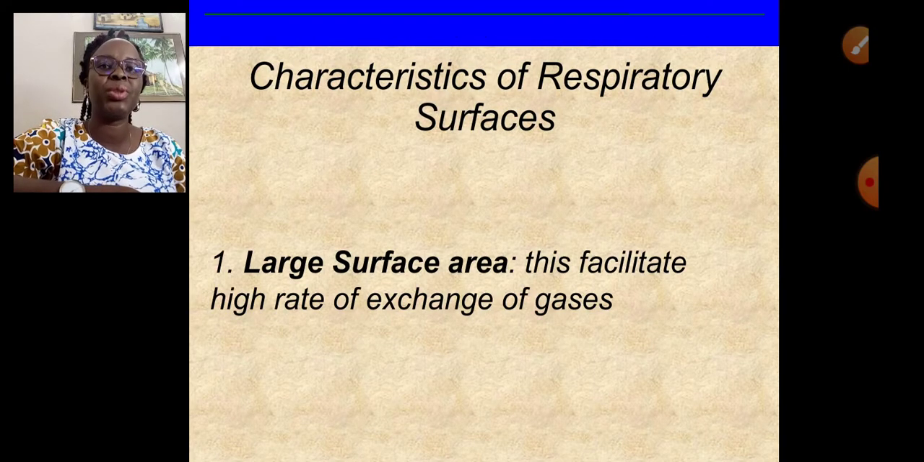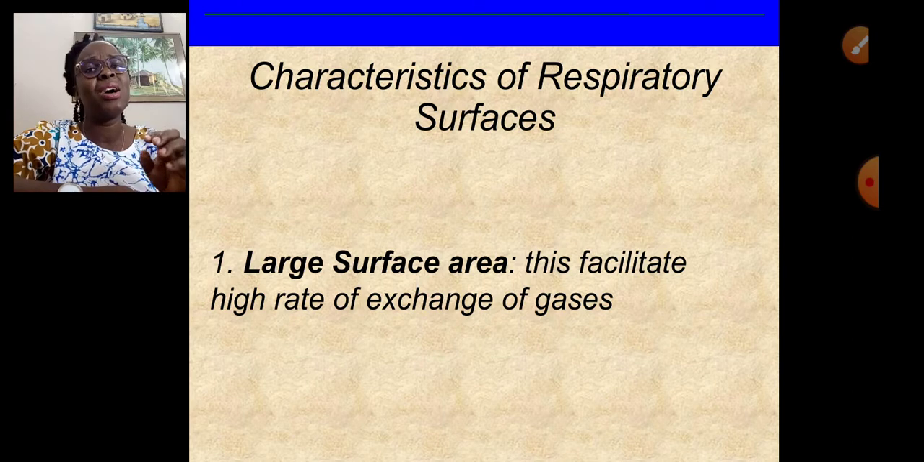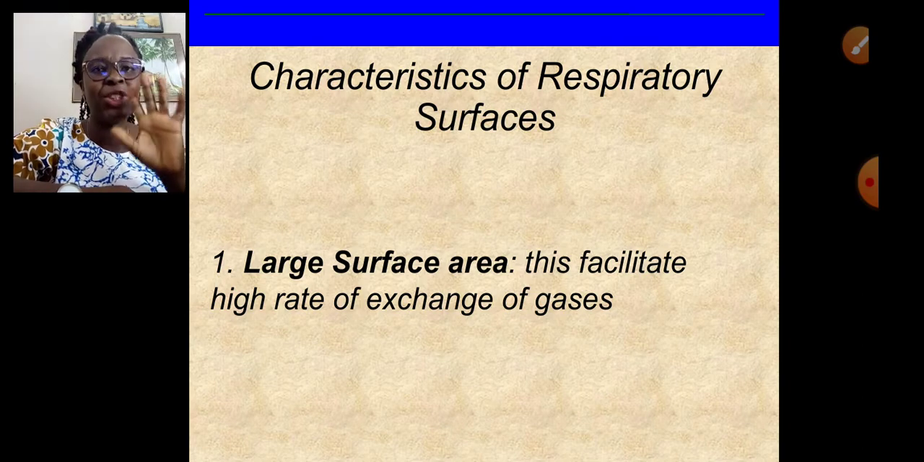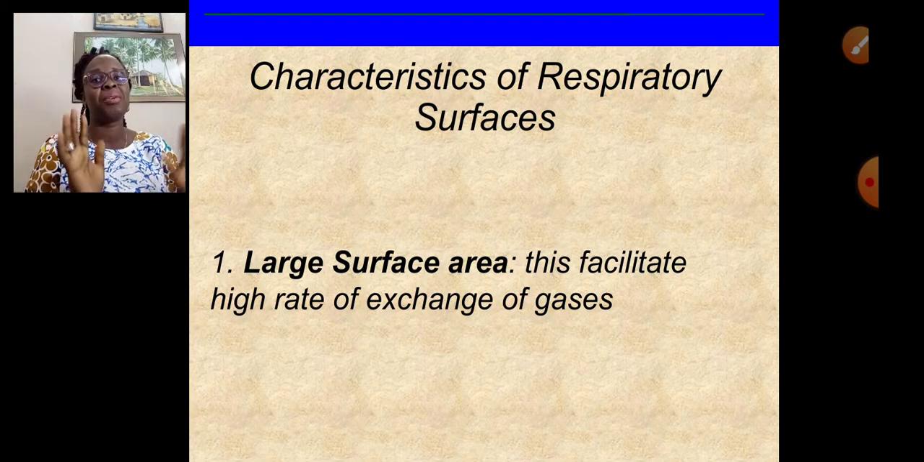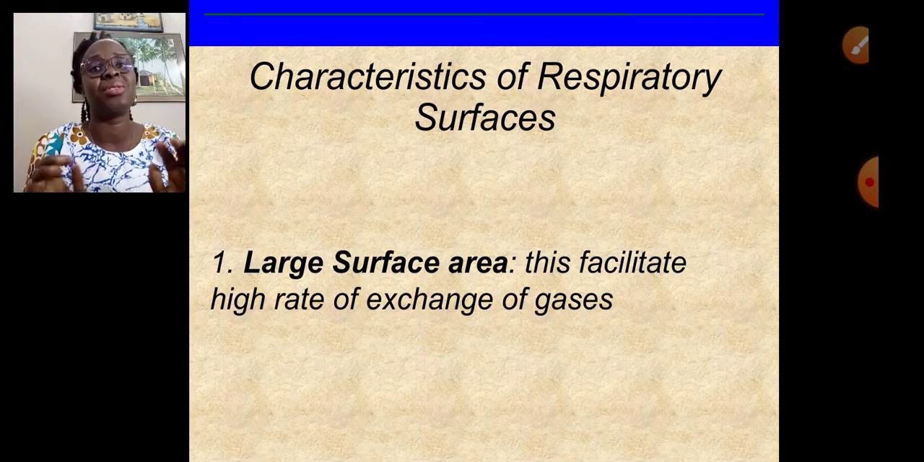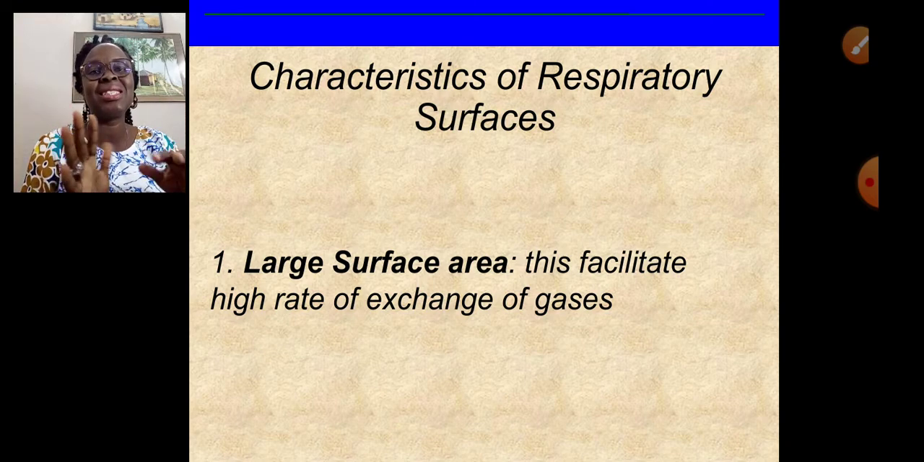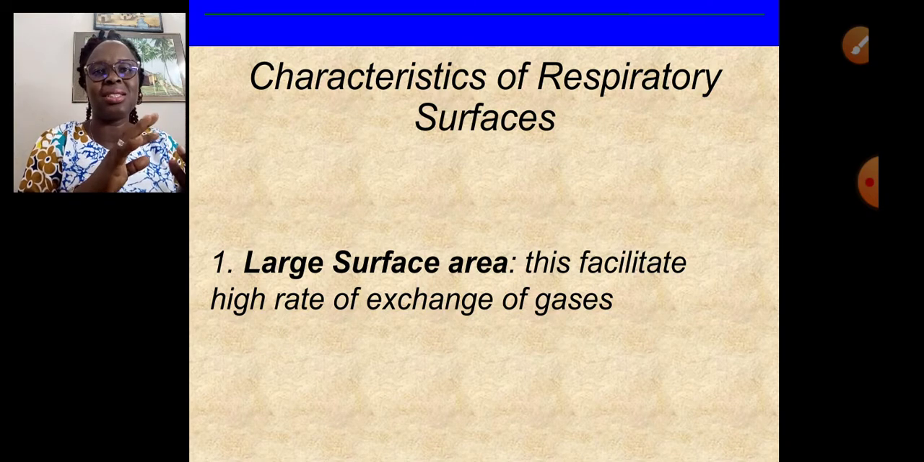Characteristics of respiratory surfaces. What are the things that a respiratory surface must have before it can function properly? What are the features that you must see in such surfaces? The first one is that it must have a very large surface area. Why does it need a large surface area? It's simply to facilitate a high rate of exchange of gases.